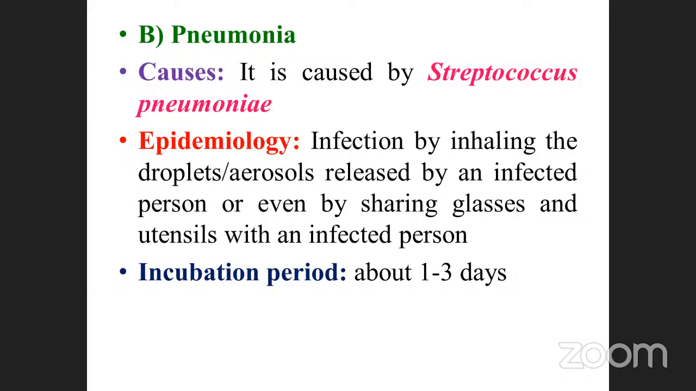Pneumonia is caused by Streptococcus pneumoniae. The name of the bacteria is called Streptococcus. Coccus means it's a round, oval shape. See the word, second one. Epidemiology: infection by inhaling the droplets or aerosols released by an infected person.